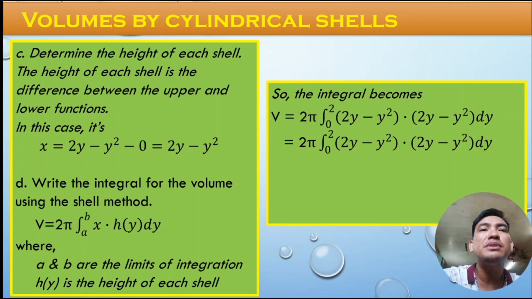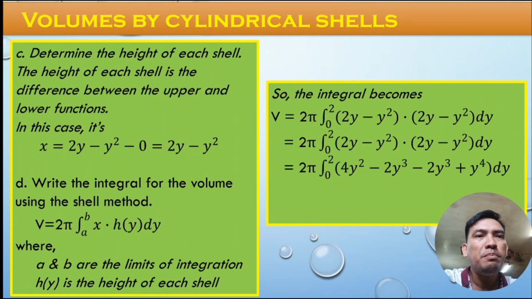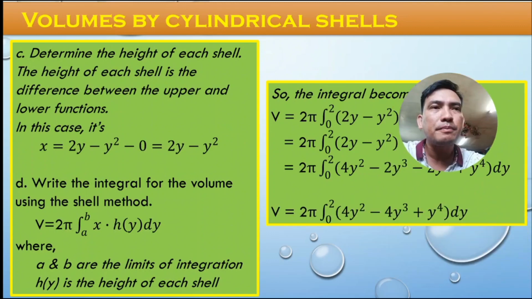So the integral becomes V is equal to 2 pi, the integral from 0 to 2, the quantity of 2y minus y squared times the quantity of 2y minus y squared dy. As we simplify it, they're just the same. Alright, so moving on, you have 2 pi, the integral from 0 to 2. As we apply the distributive property, you have 4y squared minus 2y cubed minus 2y cubed plus y to the 4th dy.